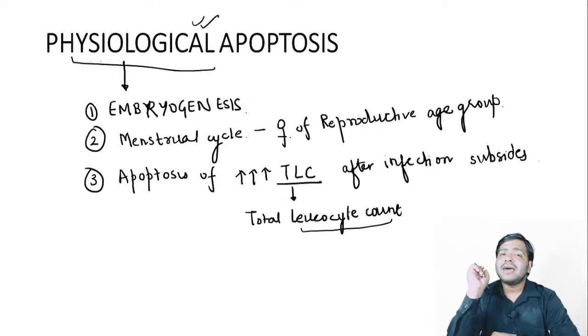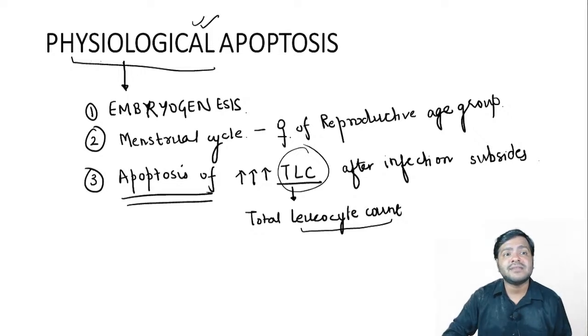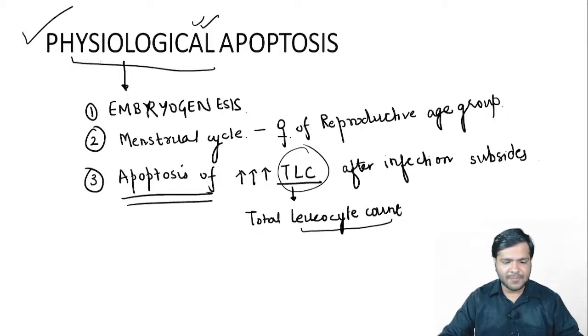Now, what happens as soon as the infection subsides? What will happen to the increased TLC in the body? We don't need that increased number of WBCs. So what will happen to them? They will undergo apoptosis. That is again a very natural process, which is why it is referred to as physiological apoptosis.